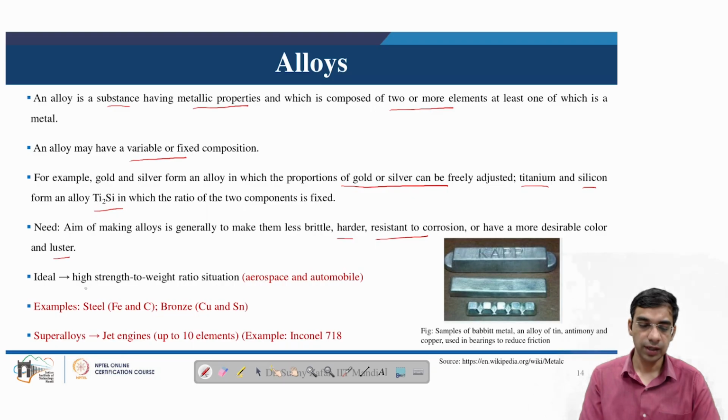Alloys are ideally used in scenarios where we need a high strength to weight ratio, especially in aerospace and automobiles. Examples of alloys include steel, which is an alloy of iron and carbon, or bronze, which is an alloy of copper and tin. Then we have special alloys known as super alloys, where we can have 10 or more elements mixed together. These are especially useful in the manufacturing of gas turbines. We will see the details of super alloys in the next module. Examples include Inconel based alloys, like 718, which is one of the super alloy series of Inconel.